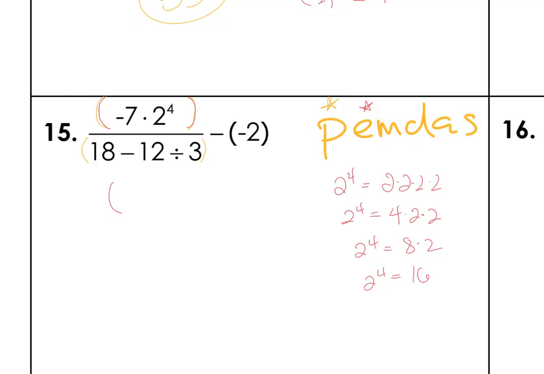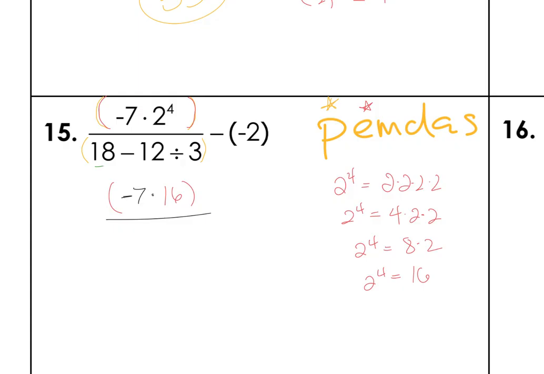So in that container, we have negative 7 times 16. We can go to the bottom container and deal with that one now if we want to, or we can finish the top container. It's really up to us. But you know what? Let's go down to the bottom one.